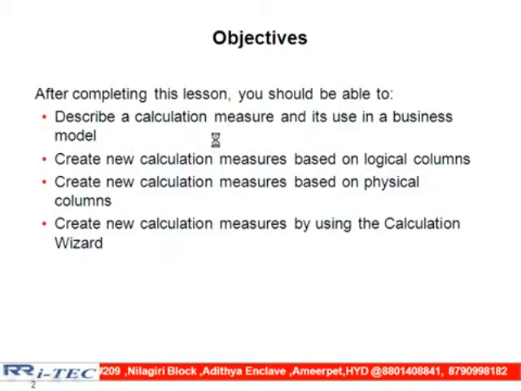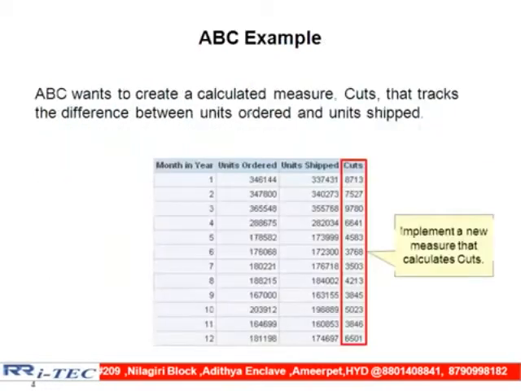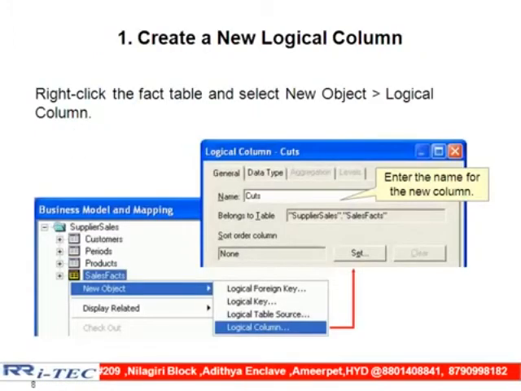Any questions on this one, sir? You want me to walk through this one? I can walk through it. So these are the business problems, business solutions, ABC examples, implementation methods. First one is the steps for using existing logical columns. How many steps are there, sir? Three steps are there. One is create a new logical column, specify logical columns as a source, build a formula.